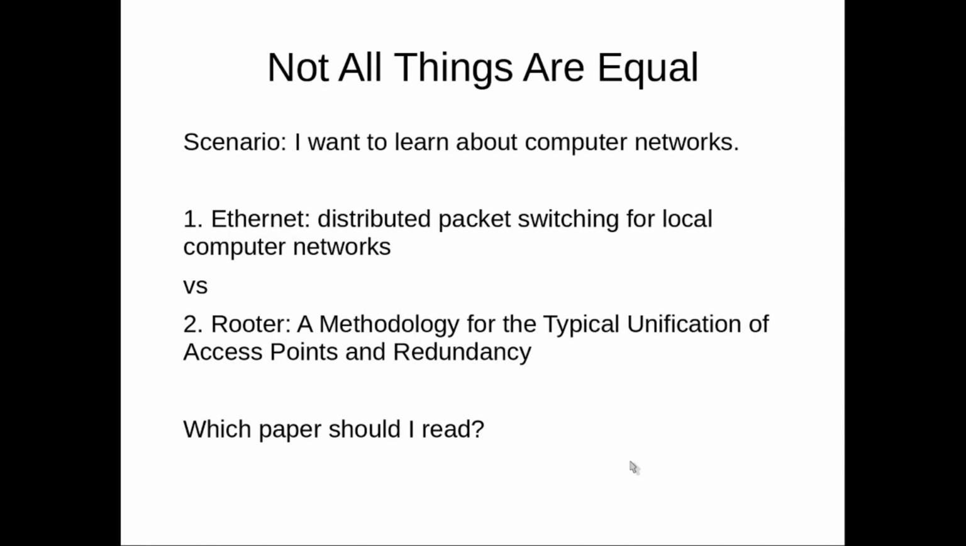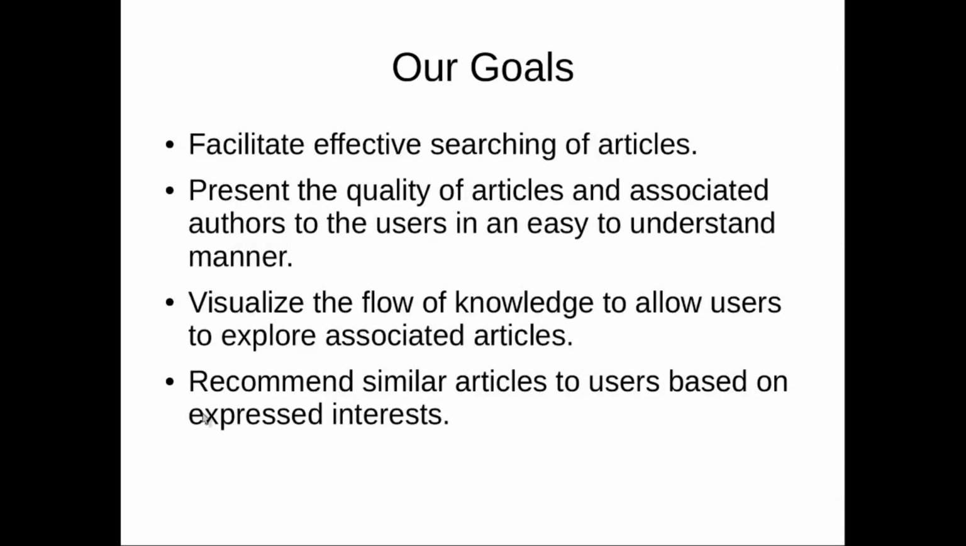We want to present to our users a tool to help them find the best resources that they have. Right, so here's a more clear outline of our goals. We want to facilitate effective searching of scientific articles, and we want to present the quality of articles and associated authors to our users in an easy to understand manner. And third, we're going to visualize the flow of knowledge to allow users to explore associated articles. And finally, we want to recommend similar articles to our users based on their expressed interests. Some of these might sound kind of weird and abstract, but you will see soon what we mean by that.